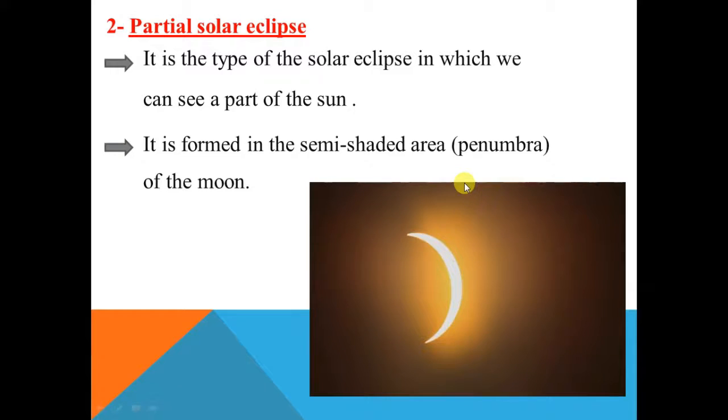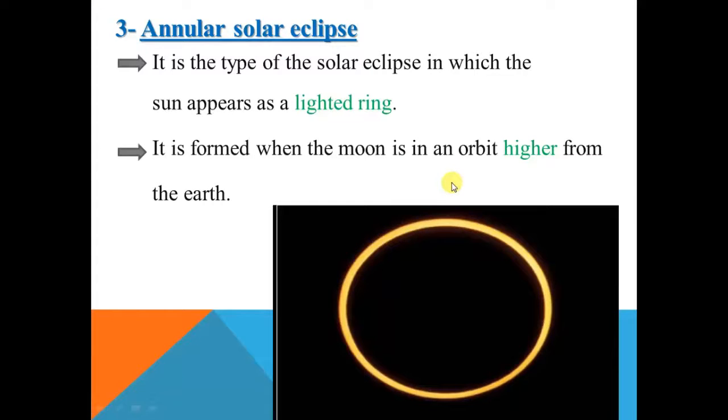The third type of solar eclipse is the annular solar eclipse. What is the annular solar eclipse? An annular solar eclipse is one in which the sun appears as a lighted ring, as you can see now. Have a look. In this type we can see the sun appear as a lighted ring, and it is formed when the moon is in a higher orbit from the earth. That means the moon is far from the earth. That's the third type of solar eclipse.